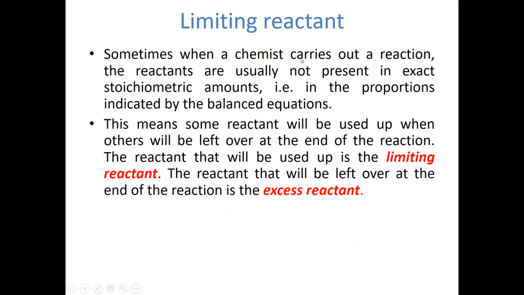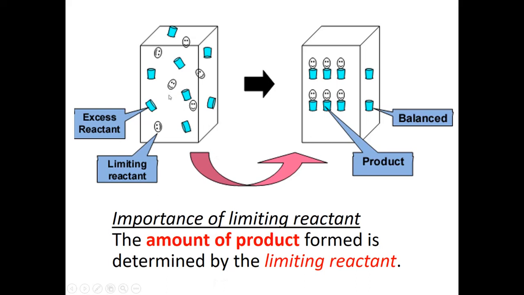Okay, and the limiting reactant. Sometimes when a chemist carries out a reaction, the reactants are usually not present in exact stoichiometric amounts, in the proportion indicated by the balanced equation. This means some reactant will be used up while others will be left over at the end of the reaction. And the reactant that will be used up is the limiting reactant. Maksudnya reactant yang telah digunakan secara dah habis lah, reactant tu kita panggil limiting. And the reactant that will be left over, maksudnya reactant yang masih lagi tertinggal, kita panggil excess reactant.